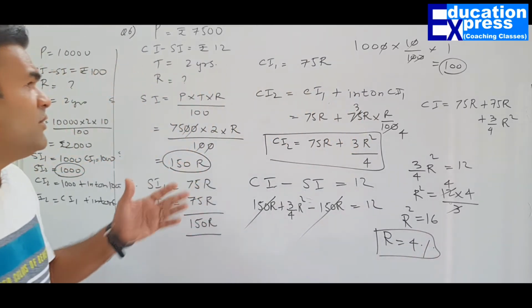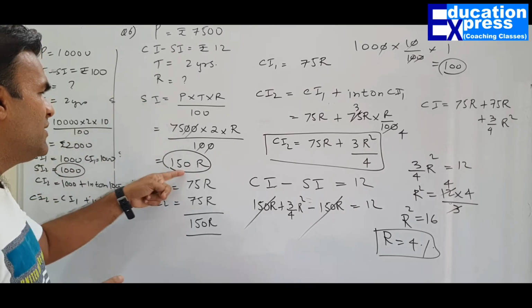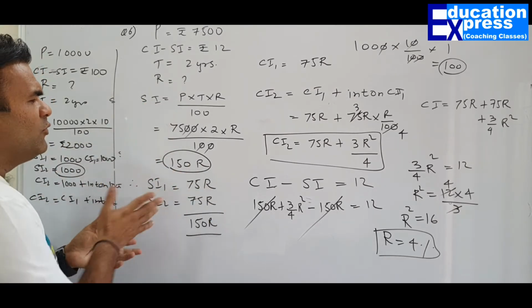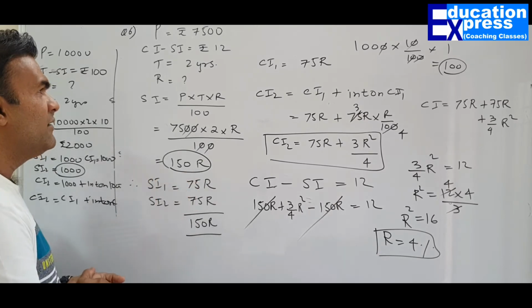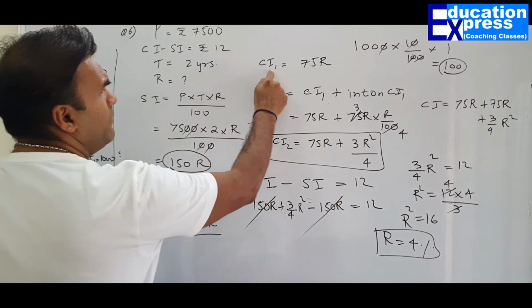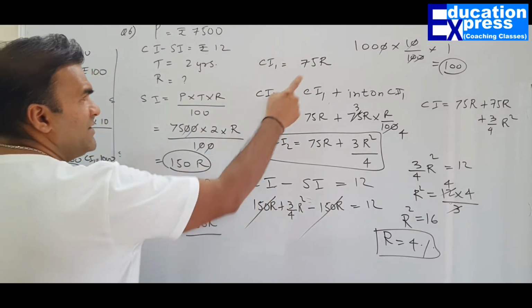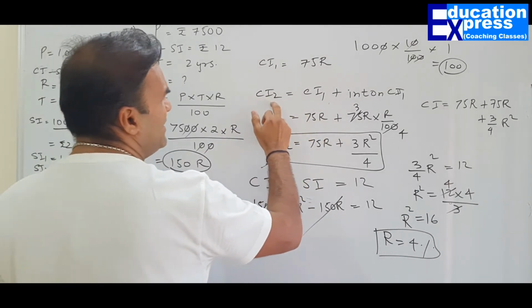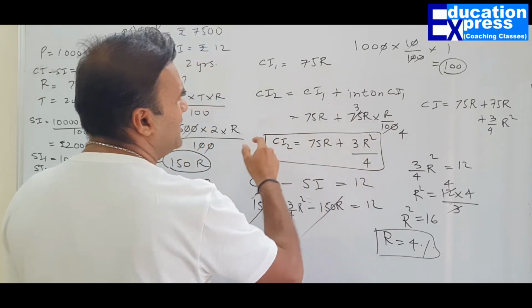My dear friend, this was a very interesting one. I found out simple interest for 2 years, that is 150R. This is just to show you, there is no need for me to do all these things: simple interest for first year, simple interest for second year. There is no need for me to find out compound interest for first year because the simple interest and the compound interest for first year always remain the same. CI2 can be found out by using the formula CI2 equals CI1 plus interest on CI1. So automatically you will get CI2.